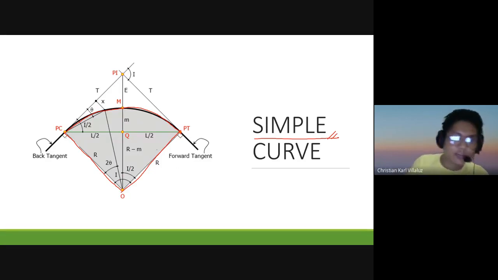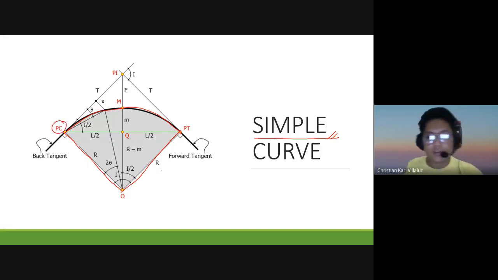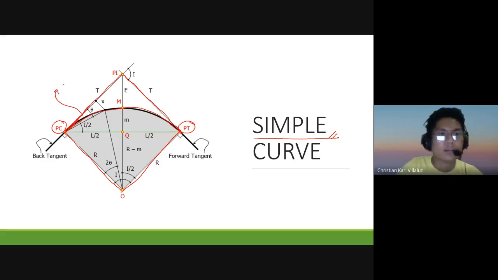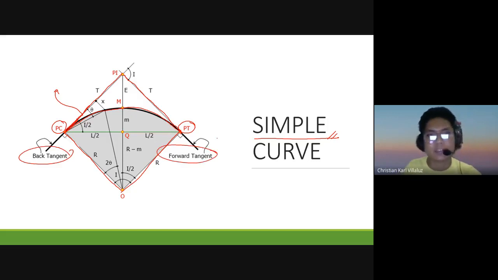First, we have PC, or the point of curvature. This is the starting point of a simple curve. And we have PT, or the point of tangency, which is the end point of the simple curve. At PC and PT, we have lines tangent to the curve. We call that the back tangent, which is this one, and the forward tangent is the one at the PT.